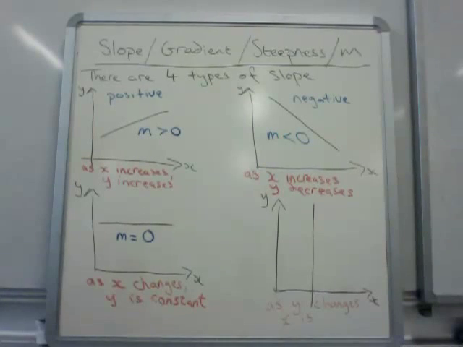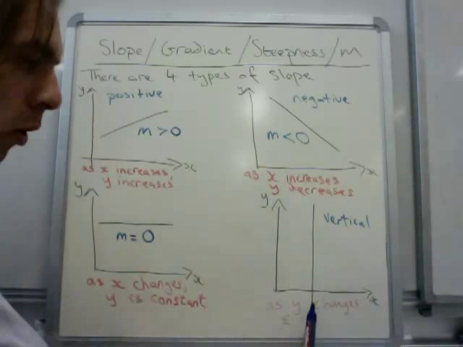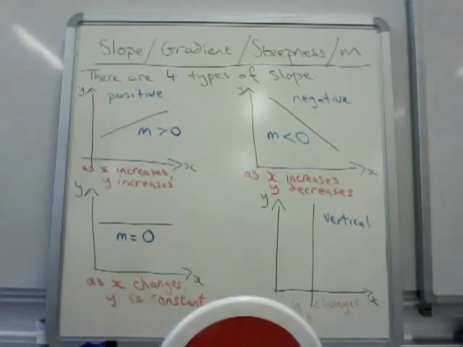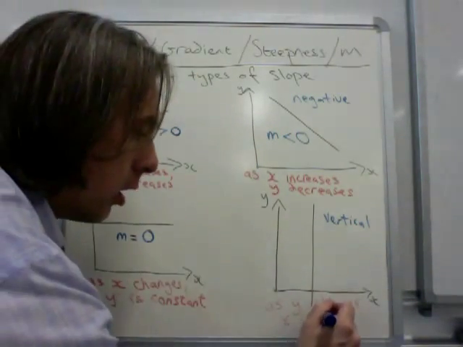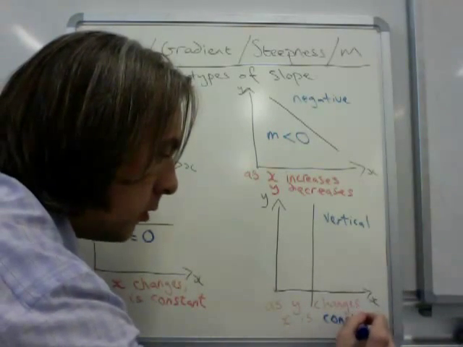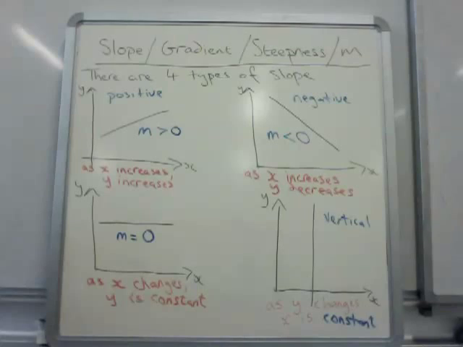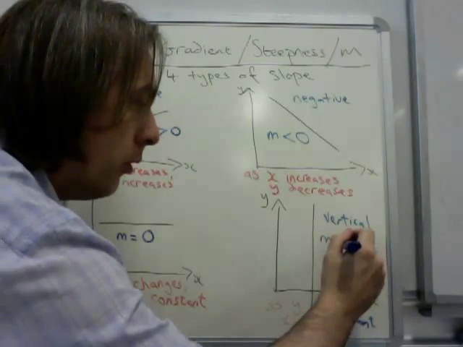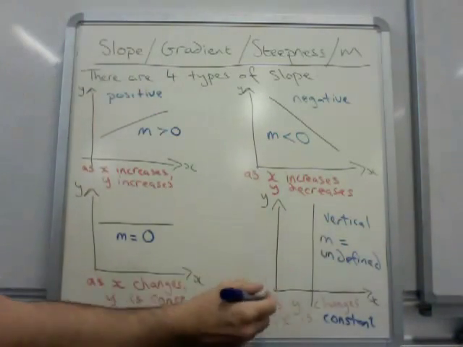Then we have the fourth graph. This is a vertical line. Now, as the Y values are changing, what is happening to the X value? Pause the video and think of an answer now. Yes, X stays constant. Someone one year told me that this was love at first sight as it shoots up into the sky. We have no M value for this situation, so what we say is that M equals undefined, where undefined means there is no number that exists to represent this line.